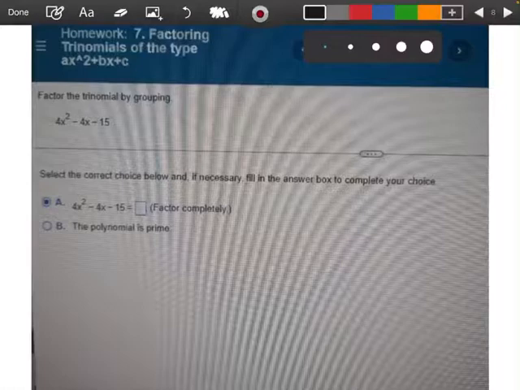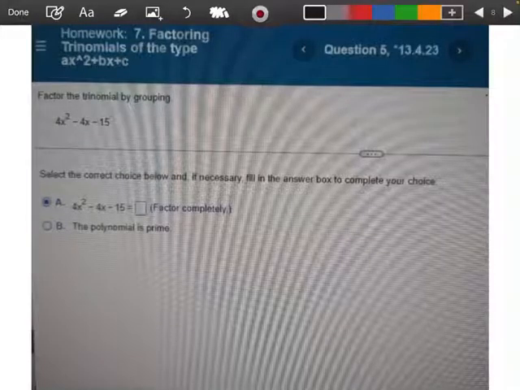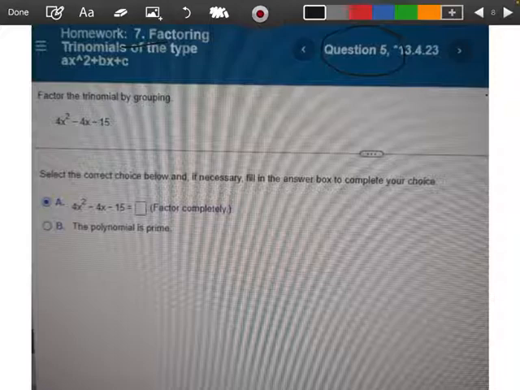All right, so guys, here's another problem. This is a homework problem, question number 5 from homework 7. And we're factoring polynomials of the type ax squared plus bx plus c. Okay, so the directions here say that we need to factor the trinomial by grouping.